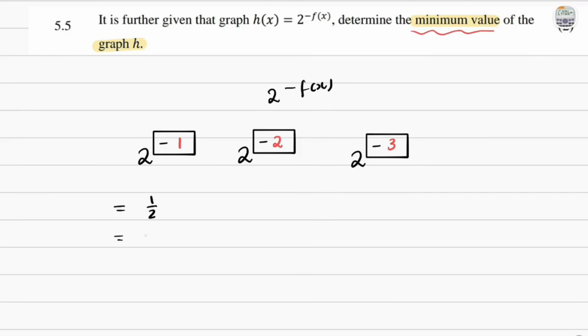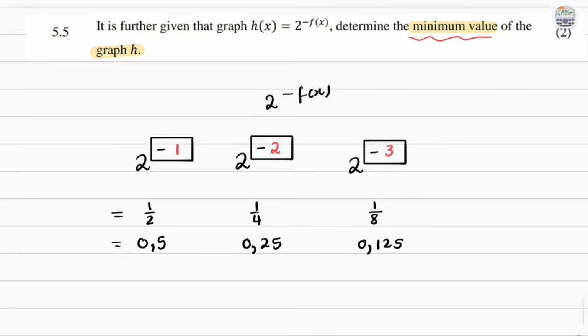And a half as a decimal is 0.5. And then 2 to the power of negative 2 is a quarter. And that expressed as a decimal is 0.25. And then 2 to the power of negative 3 is an eighth. And that is 0.125. Between these three numbers, which is the smallest?